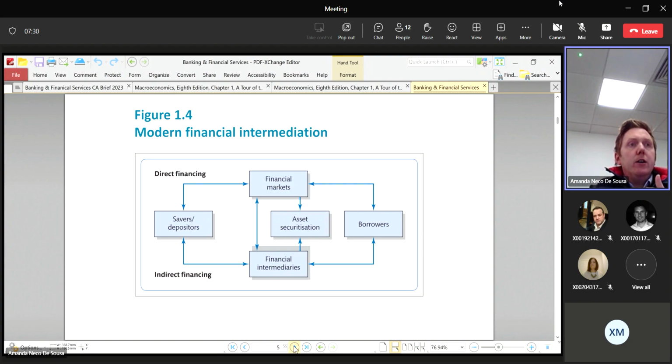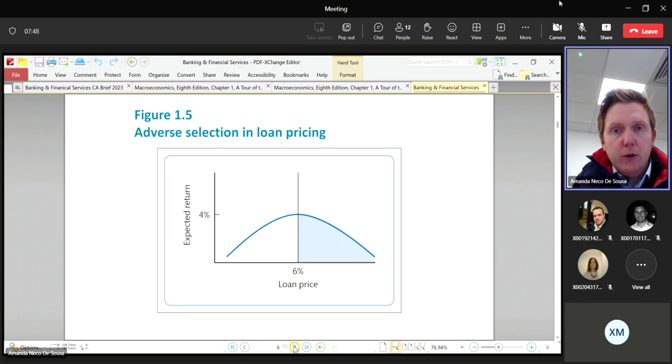They could be in the form of different types of securitization products. You can have mortgage-backed securities, which are called MBS. You can have asset-backed securities, which are ABS, and so on and so forth.